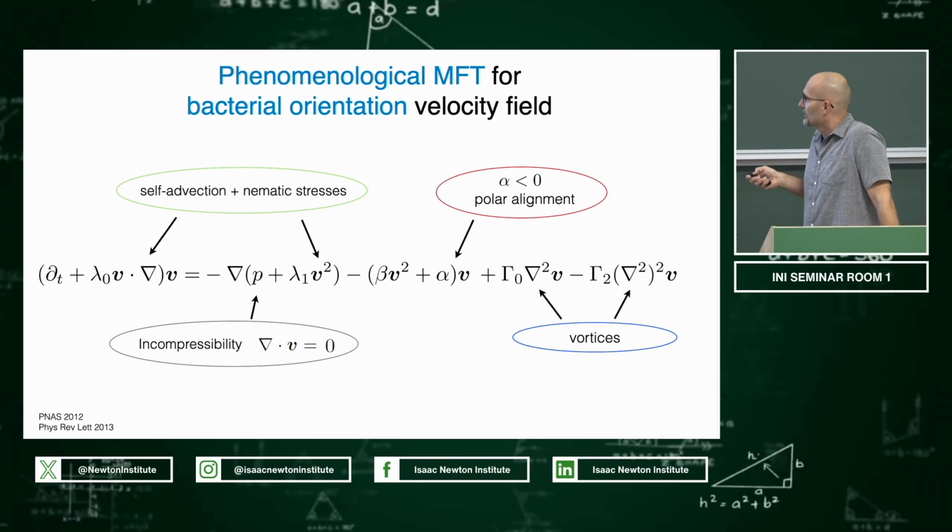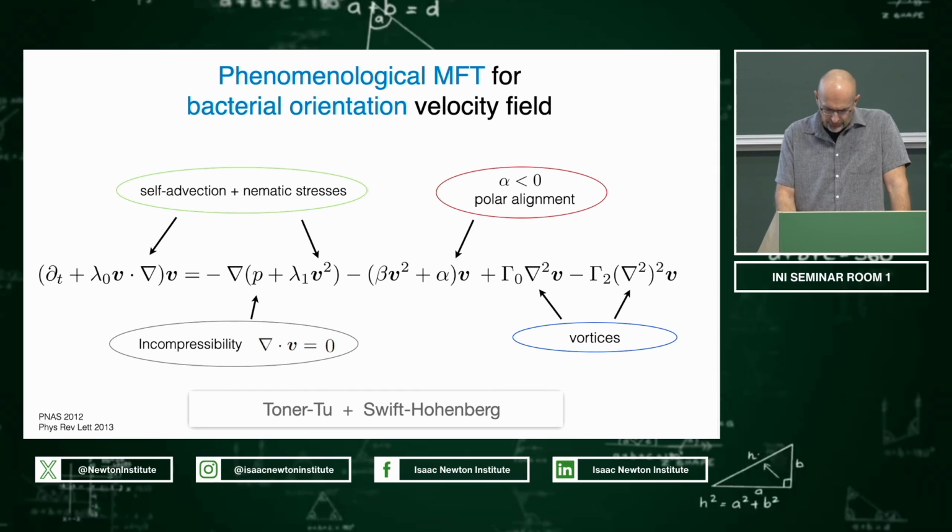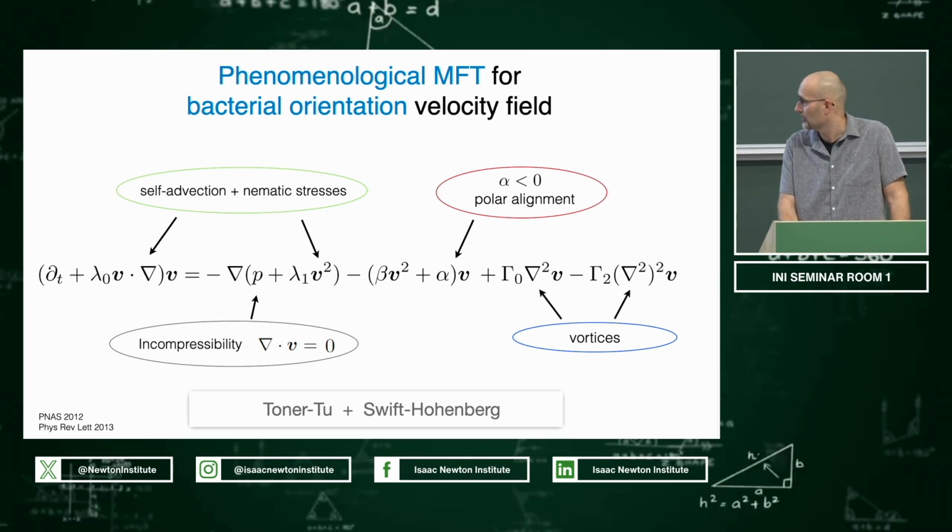Then there is a polar alignment term or a self-propulsion term that wants to drive you to a characteristic speed. If alpha is negative, alpha over beta gives you a characteristic kinetic energy, that preferred speed. And in the end, we add these two vortex generating terms by allowing for this gamma naught to be negative, and that's the relation to the topic of that workshop. Okay. As I mentioned, that's a Toner-Tu model married to a Swift-Hohenberg type approach.